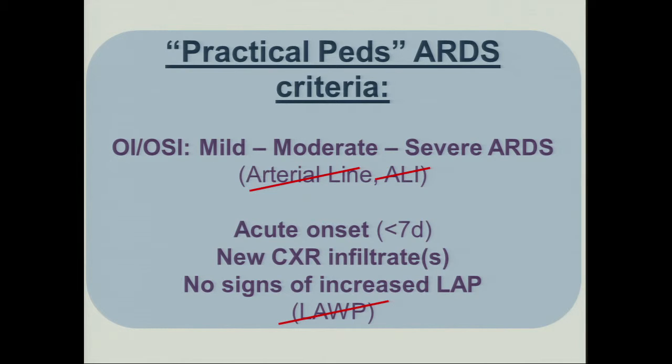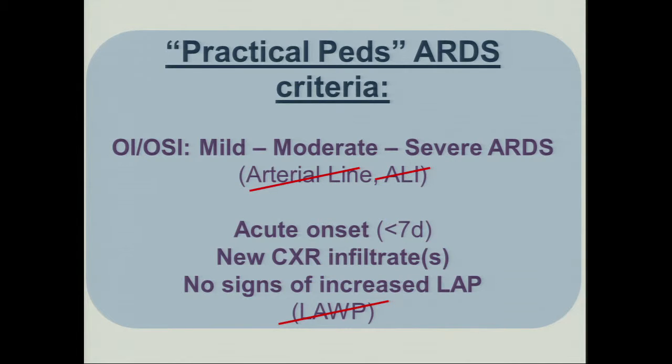In the absence of an arterial line or an oxygen index, we can use the oxygen saturation index, where we use peripheral saturations to replace the PaO2, and the numbers from mild, moderate to severe shift a little bit, but the ballpark is about the same.